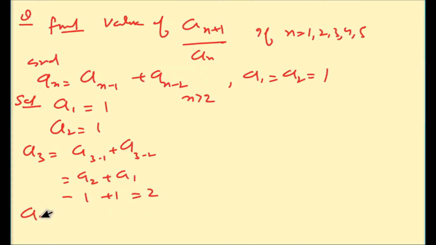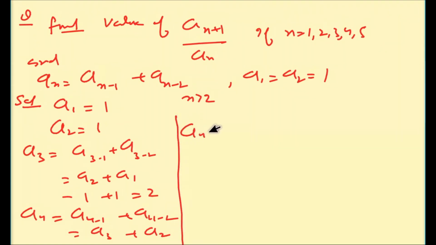Now we want to find a4. Again we use this formula: a(4-1) plus a(4-2), that is a3 plus a2. What is the value of a3? The value of a3 we found here is 2, and a2 is 1. So it is 3.